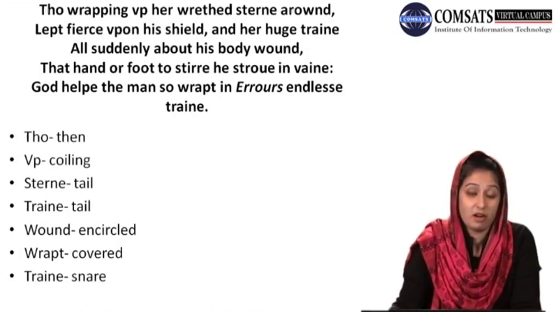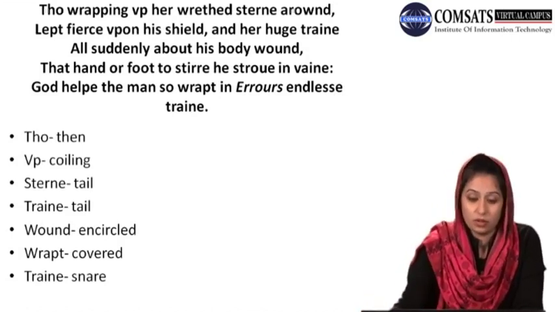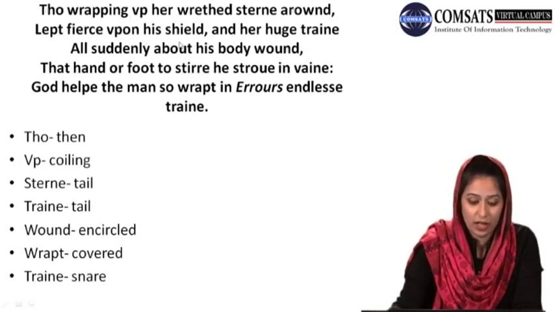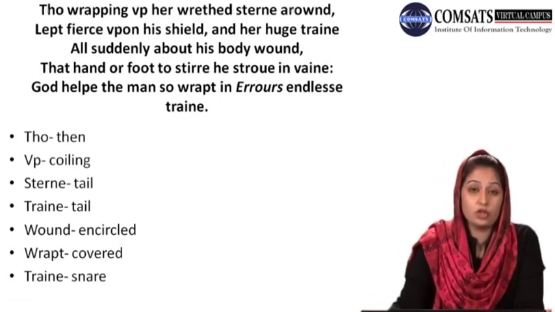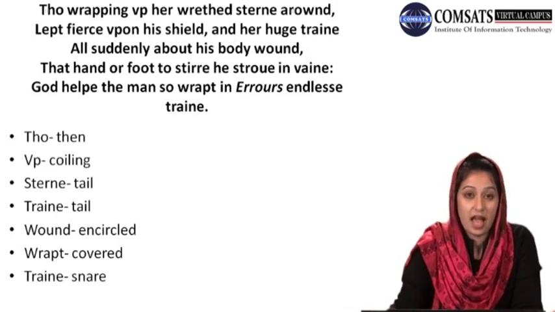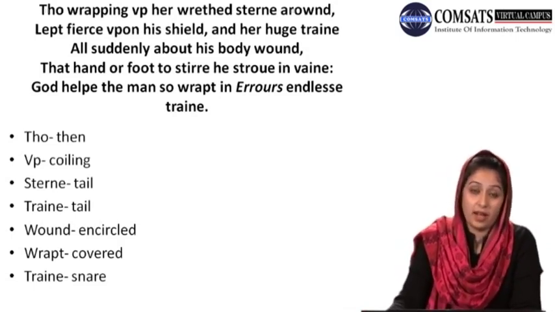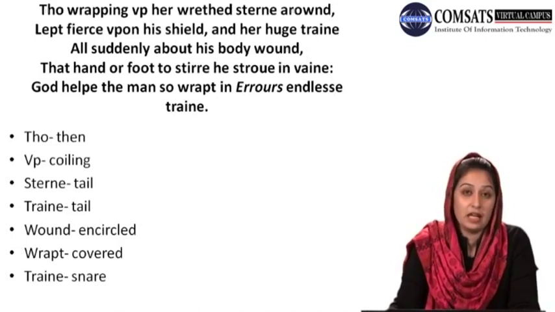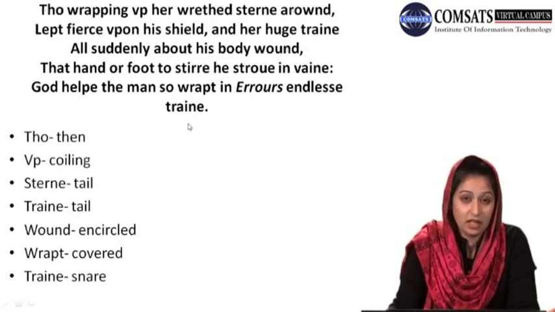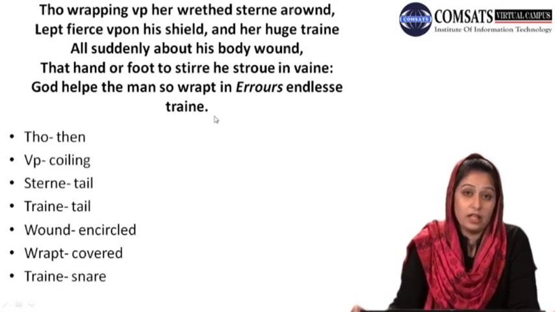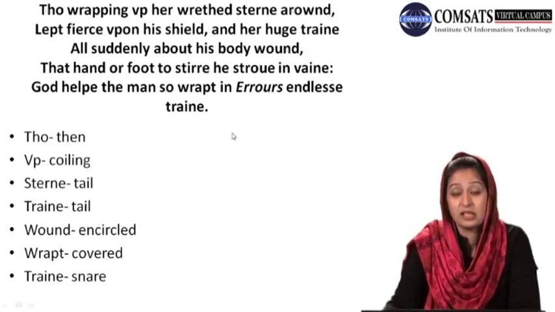Then the monster had wrapped him up under the circles of its tail, and it was useless for him. He was all covered by the circles of the monster's tail, so he was uselessly trying to get his hand or foot free. God help the man, so wrapped in error's endless train. The knight was encircled in the snare, in the shackles of the tail of the monster. So God help this man, since he has got good intentions.